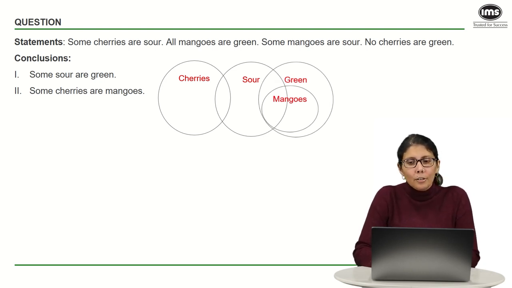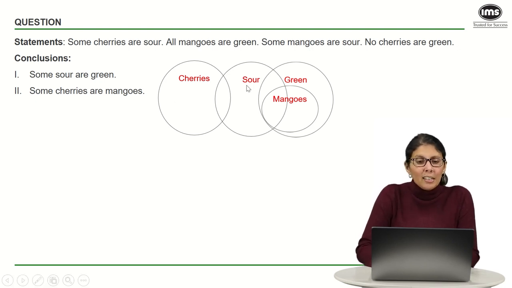The last statement here, no cherries are green. We don't really need to draw anything. All that you really need to understand is that the category of cherries cannot overlap with the category green. Let's evaluate our first conclusion now. Some sour are green. Is that true?